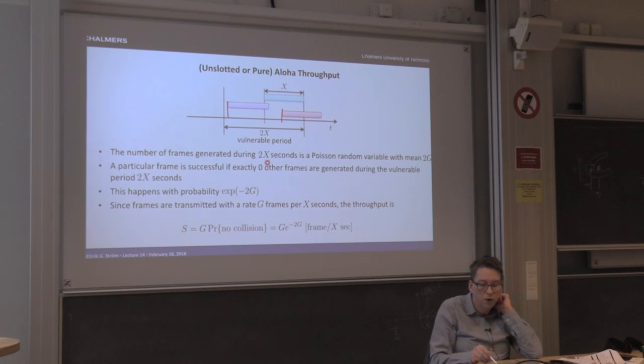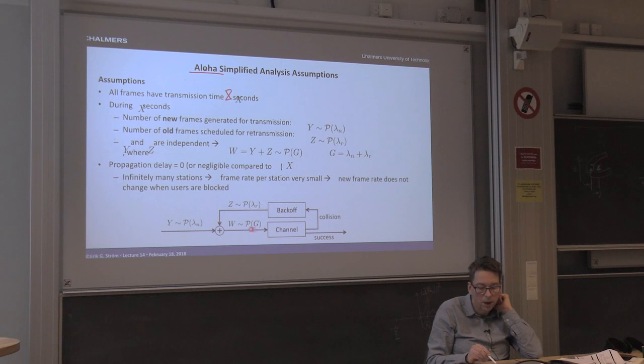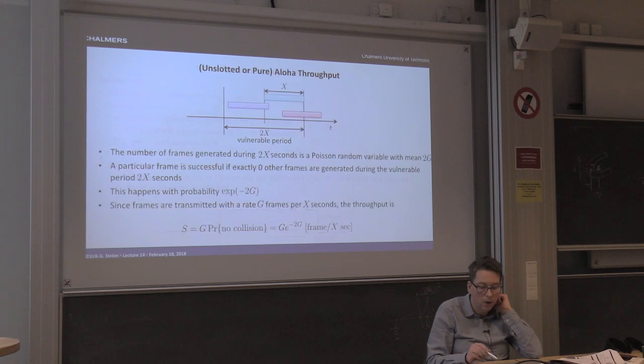So the number of frames generated during these 2x seconds is a Poisson random variable with mean 2G. Why is it 2G? Because G new frames are generated per x seconds. Therefore, on the average, 2G are generated during 2x seconds. Okay. So a particular frame is successful if exactly 0 other frames are generated during this vulnerable period. And this happens with this probability from the PMF that we saw earlier. And since there are G frames per x seconds, the throughput is this.